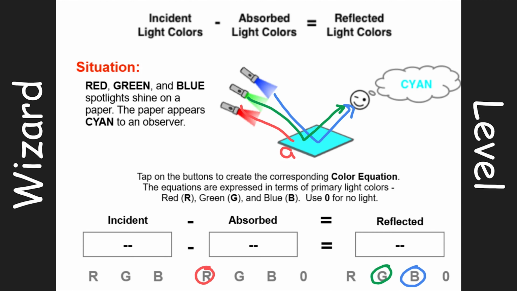All right, I hope that helps you to understand how we see light, how it's emitted, incident, absorbed, and reflected, and how our brains interpret it.